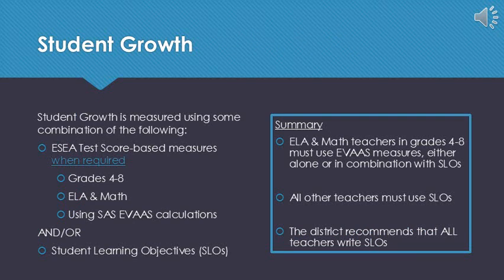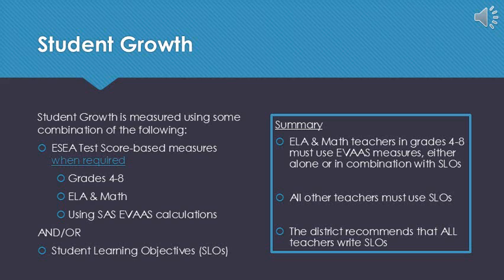Student growth will be measured using one or both of the following measures. ESEA requires states to use value-add measures for teacher evaluation in at least ELA and math in grades 4 through 8. Our state has contracted with a company called SAS to produce these calculations for us through a program called the Educator Value Added Assessment System, or EVAS.